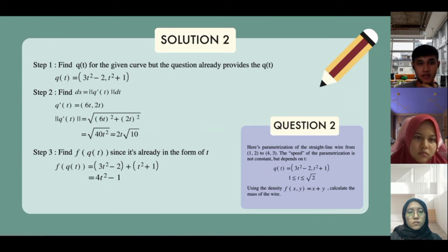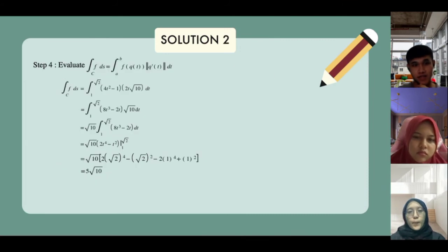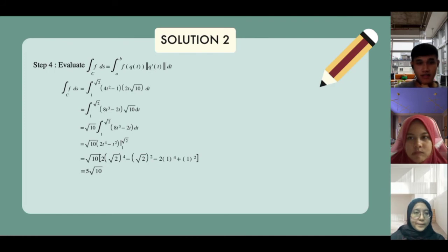Now for step 3, we need to find f(q(t)) since it is already in the form of t. So f(q(t)) is equal to 3t squared minus 2 plus t squared plus 1, and we get 4t squared minus 1. For the last step, we need to evaluate the integration of f(q(t)) times the magnitude of q prime(t) from a to b. Substitute all the information that we already calculated, and the final answer is 5 root 10.